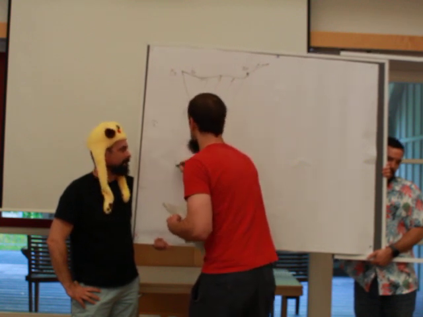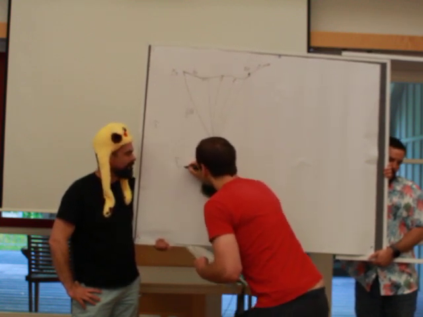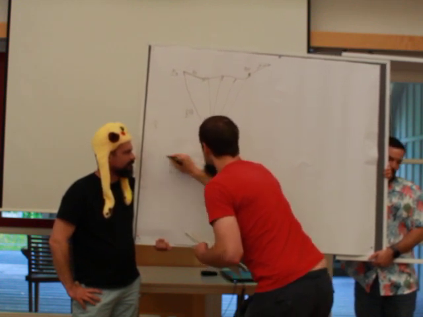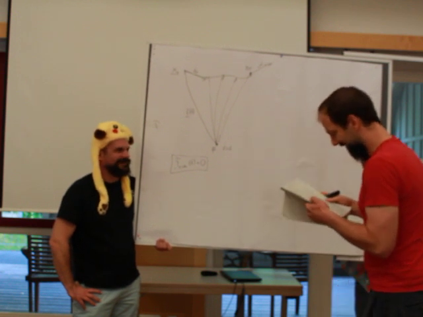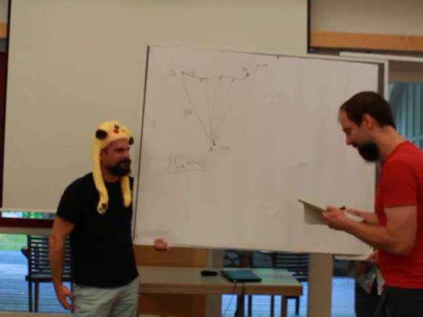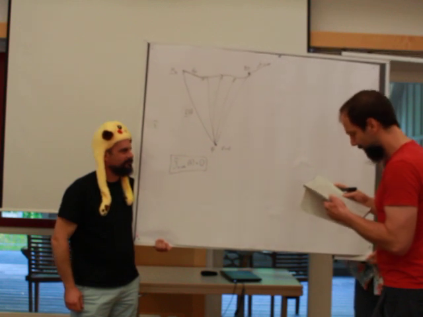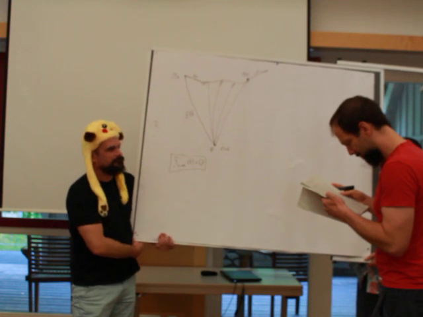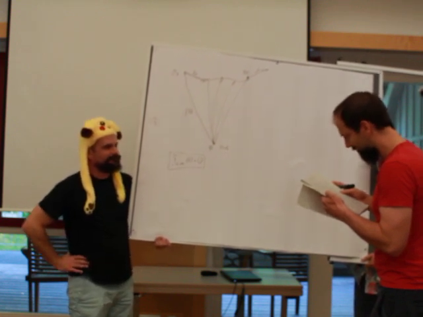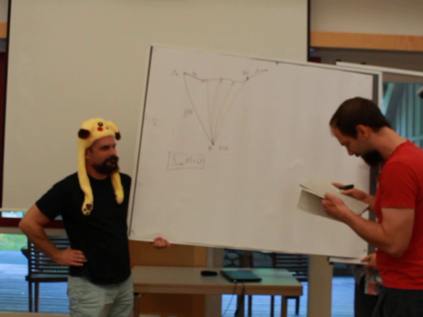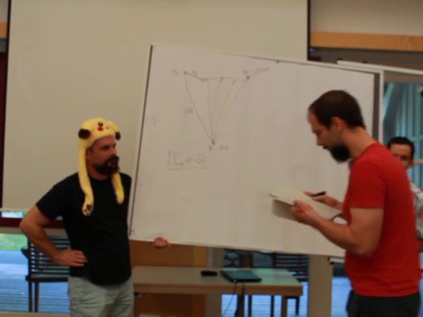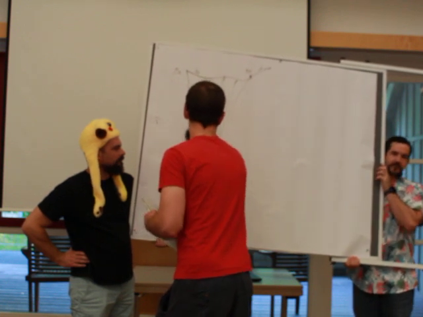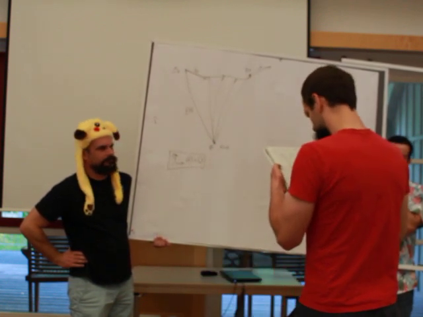tau, the torque around the center of mass over time, equals 0. What's tau? It's torque. The torque around the center of mass is 0.